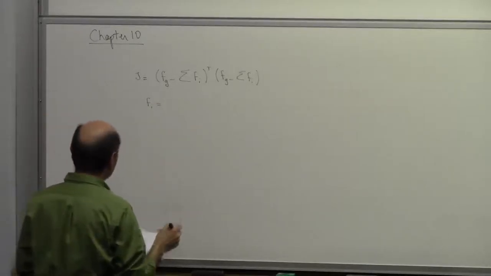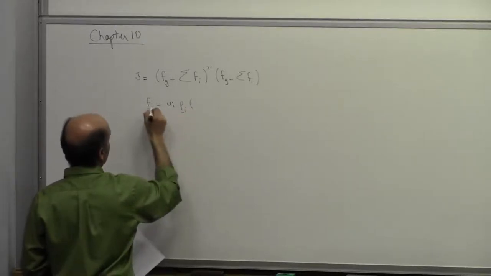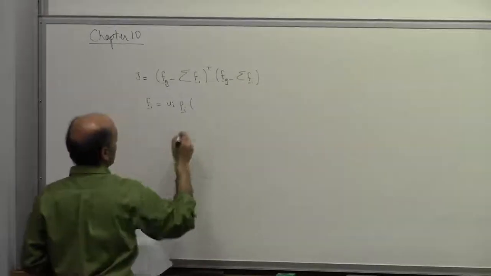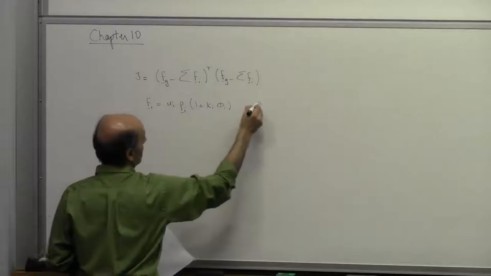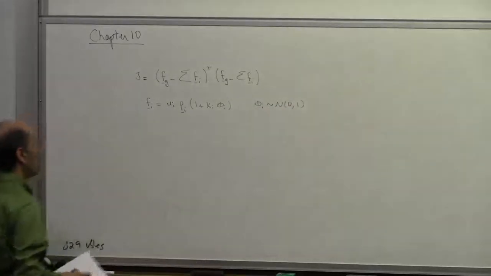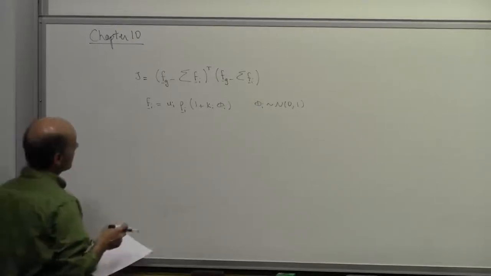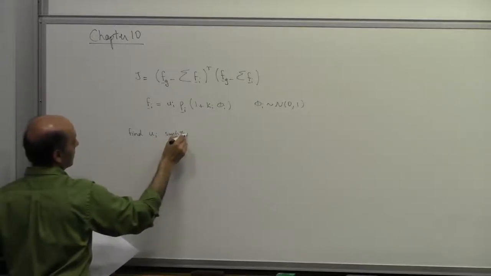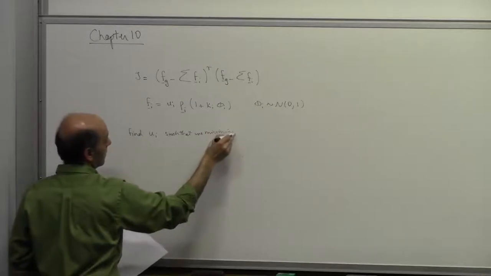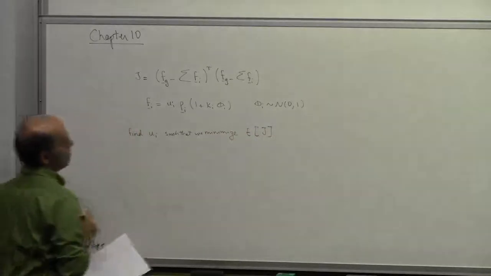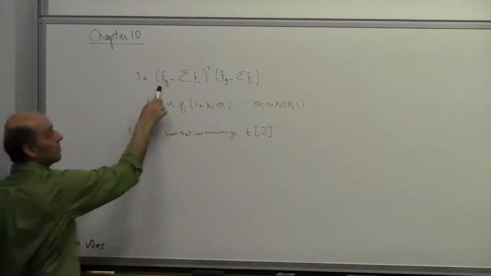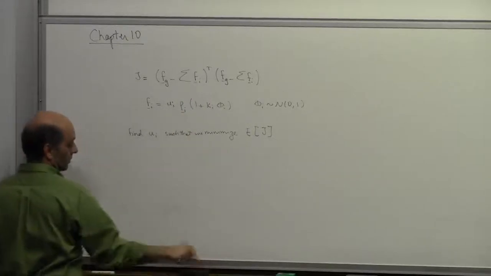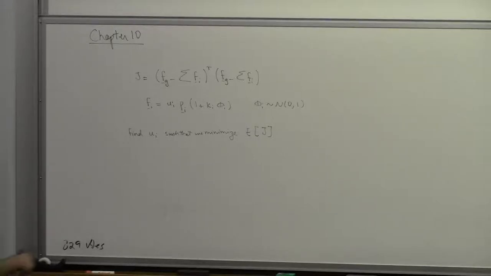Suppose we have a very simple cost like this. And individual forces Fi are equal to Ui Pi times 1 plus ki phi, where phi has mean 0 and variance 1. So what I want to do is find ui such that we minimize the expected value of J. We have a goal, Fg. Well, ui is the activation in each muscle, so that we minimize this cost.